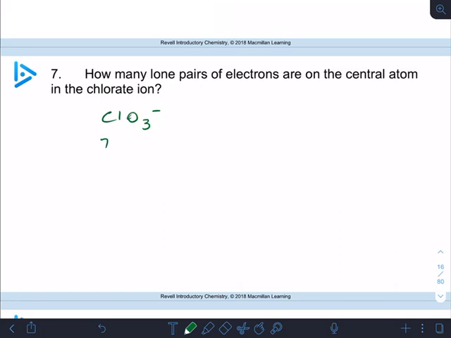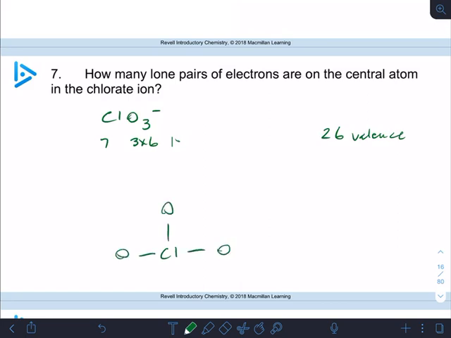All right, so if you're coming back, let's start at step 1, which is total the valence electrons. There's 7 electrons on the chlorine, and then 3 times 6 for the oxygens, and then 1 more for that negative sign. So that's 18 plus 7 is 25, plus 1 more means 26 valence electrons.